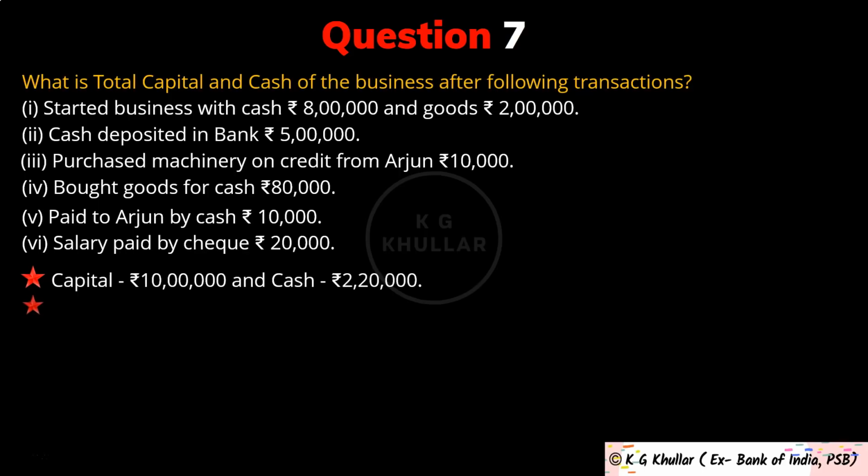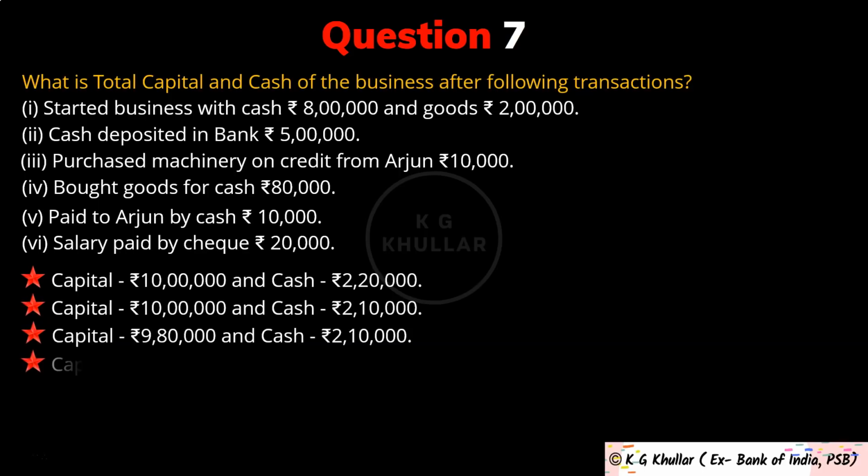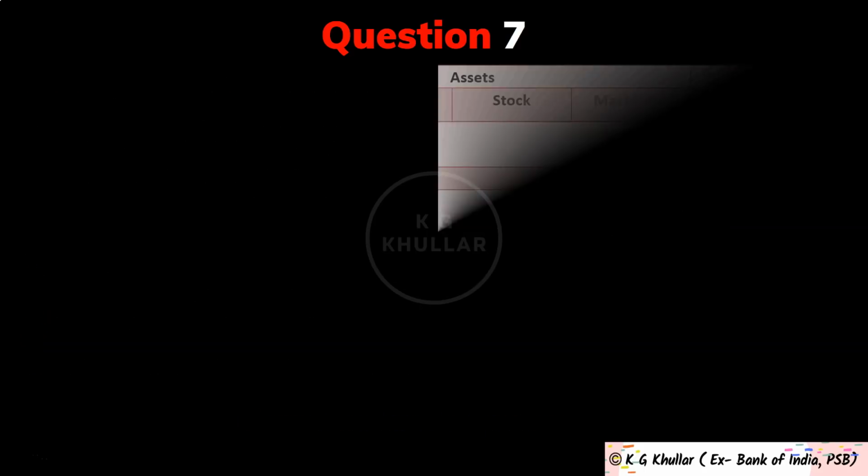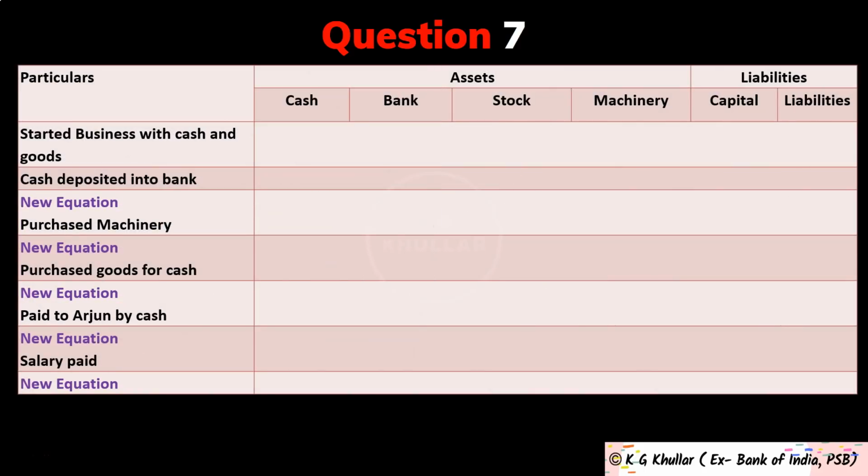Now friends, this question is based on the fundamental accounting equation, that is this: assets equals capital plus liabilities. Hope you all are familiar with this. Please note, left hand side of the equation shows assets owned by the business and the other side of the equation describes how the acquisition of assets has been financed and claims which exist against the business. So let's start solving this question step by step. Now friends, please note, assets can further be classified into cash, bank balance, stock and machinery.